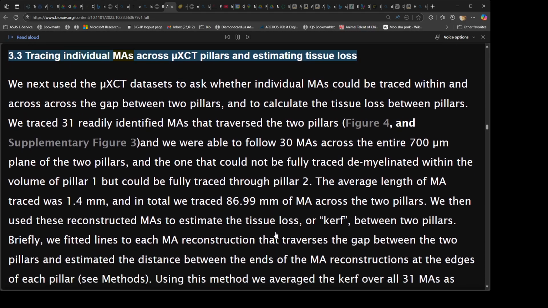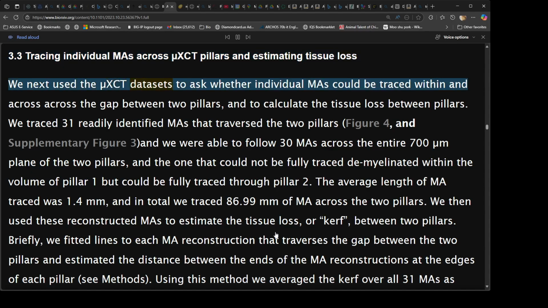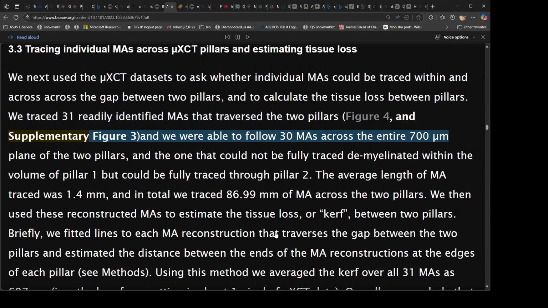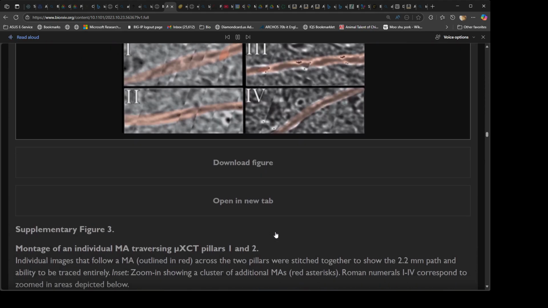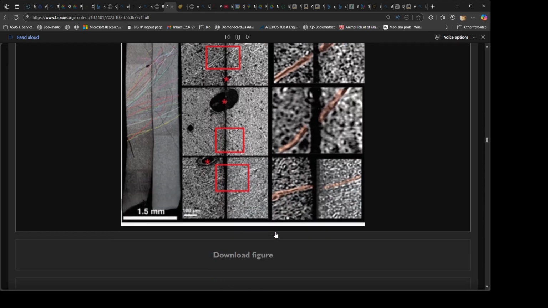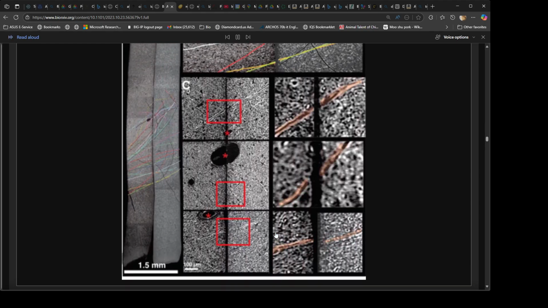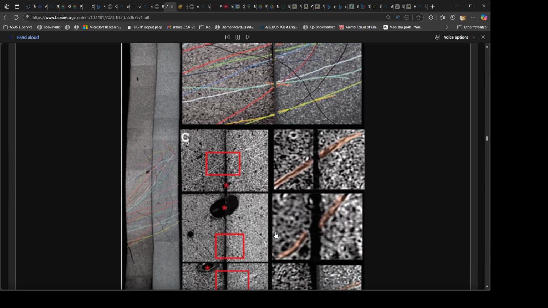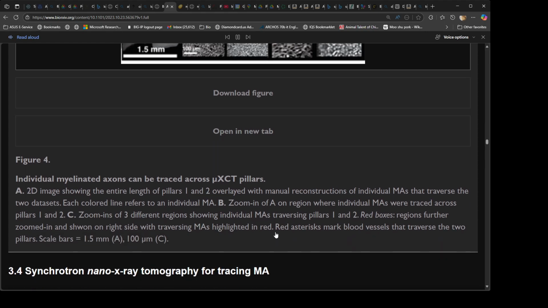3.3 Tracing individual MAs across XCT pillars and estimating tissue loss. We next used the XCT datasets to ask whether individual MAs could be traced within and across the gap between two pillars, and to calculate the tissue loss between pillars. We traced 31 readily identified MAs that traverse the two pillars, Figure 4 and Supplementary Figure 3. And we were able to follow 30 MAs across the entire 700 μm plane of the two pillars, and the one that could not be fully traced demyelinated within the volume of Pillar 1, but could be fully traced through Pillar 2. The average length of MA traced was 1.4 millimeters, and in total we traced 86.99 millimeters of MA across the two pillars.